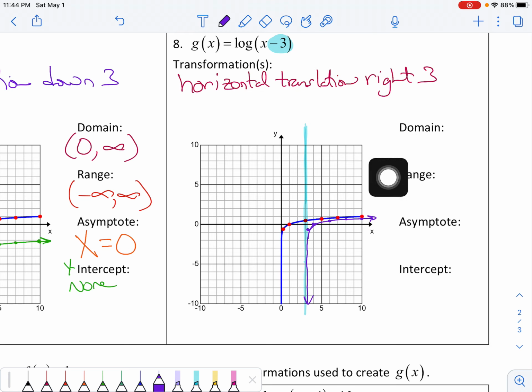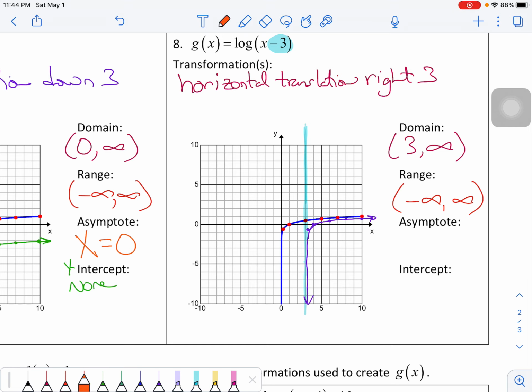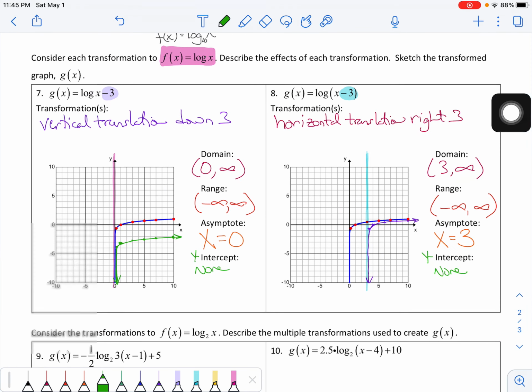All right, domain here. Because we shifted to the right, we've actually shifted our domain to the right as well. So because we've shifted to the right 3 spaces, our domain is going to be from 3 to infinity. The range didn't change, so -infinity to infinity. Because we shifted to the right, the asymptote has now become x equals 3. And your intercept, well, you still don't have a y-intercept here. All right, so none. Yes, I know I have an x-intercept. I'm not going to worry about that, though. So yeah, y-intercept here, none. X-intercept, I could read it off the graph if I needed to. All right, so that's if you have to actually do some translations and graph them.